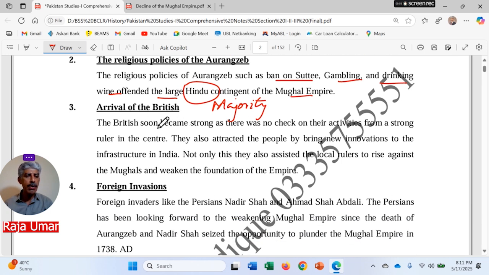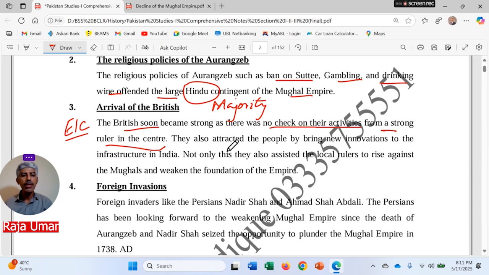Arrival of the British, another really important reason. The British soon became strong as there was no check on their activities from a strong ruler in the center. I mean, the Mughal emperor was unaware. The Mughal emperor was so incompetent that he was not looking at the activities of the East India Company, what was happening around, and how the East India Company was getting stronger and taking control of different areas of the subcontinent.